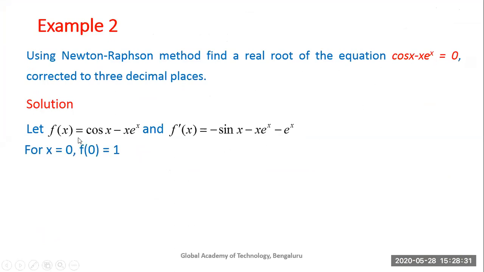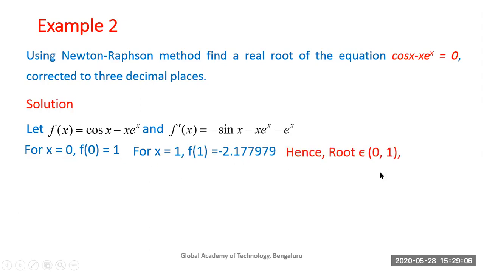Since x naught is not given, we need to find that x naught. So we apply the method we used in the regula falsi method. We try to find the interval in which the root lies. Therefore, take x equal to 0, you get f of 0 as cos 0 minus 0 into e power 0, that is 1. And for x equal to 1, f of 1 is cos 1, again the calculator should be in radians, so cos 1 minus 1 into e power 1, you get minus 2.177 something. The sign changes. That means the root belongs to the interval 0, 1.